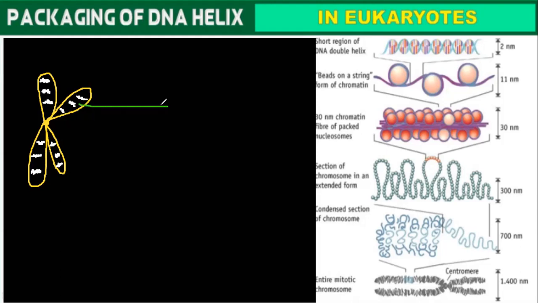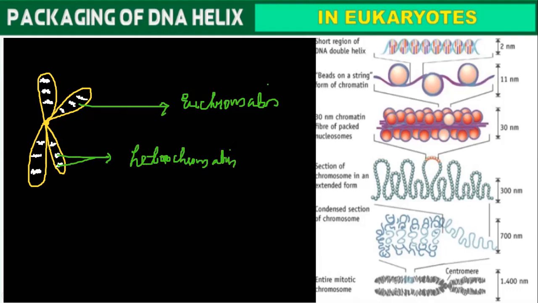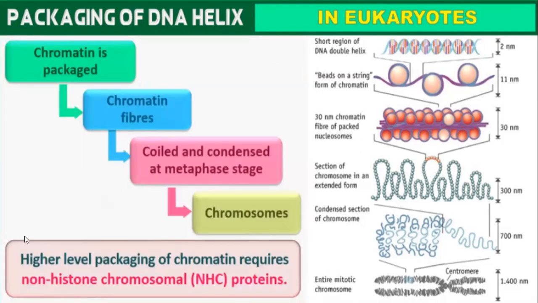The first region is called euchromatin. And the second type of region, that is this part, is known as heterochromatin. So what is the difference between euchromatin and heterochromatin? Euchromatin stains light and heterochromatin stains dark. Euchromatin is loosely bound and transcriptionally active, and heterochromatin is tightly bound and transcriptionally inactive. This is all about the two types of regions on staining of a chromosome.